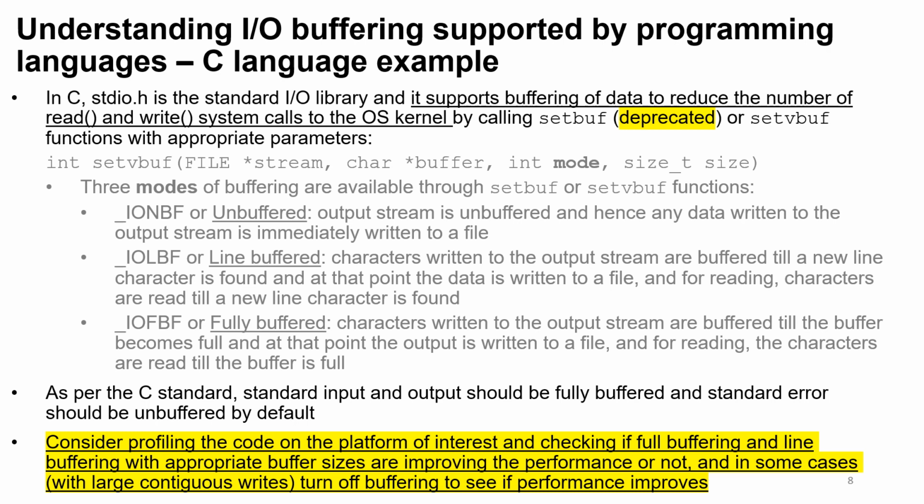As per the C standard, the standard input and output should be fully buffered and standard error should be unbuffered by default. You might want to consider profiling the code on the platform of interest, and please check if full buffering and line buffering with appropriate buffer sizes are improving the performance or not. And in some cases, when large contiguous writes are involved, you might even consider turning off buffering to see if there are any performance improvements.